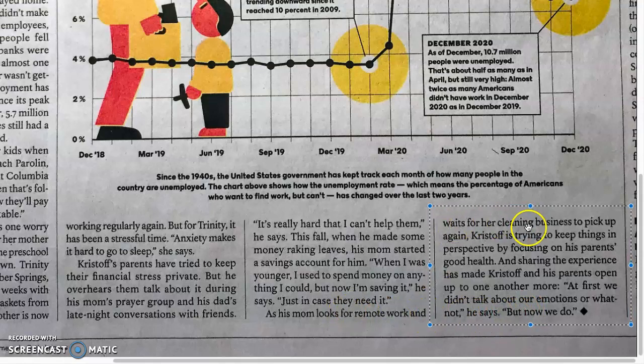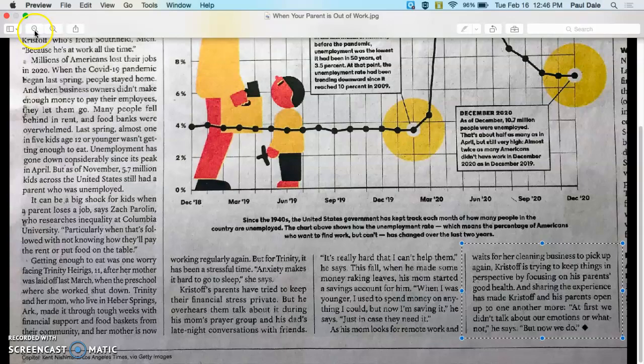So that says that his mom's still looking for work, and Christoph is trying to keep things in perspective by focusing on his parents' good health. Oh, he's trying to be appreciative, like, I'm grateful that my parents are actually healthy. And sharing the experience has made Christoph and his parents open up. Oh, so they're talking more than they were before about how they feel and their emotions. Okay. So that's the article.